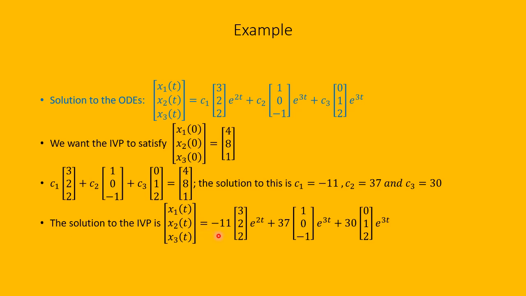And so we get x is minus 11 times this vector, e to the 2t, plus 37 times this vector times e to the 3t, plus 30 times this vector, e to the 3t. If we wanted to, we could write a system of equations here for the solution. We could say that x sub 1 is minus 33 e to the 2t plus 37 e to the 3t plus 0 e to the 3t. X sub 2 is minus 22 e to the 2t plus 0 e to the 3t plus 30 e to the 3t, and x sub 3 of t is going to be minus 22 e to the 2t minus 37 e to the 3t plus 60 e to the 3t.